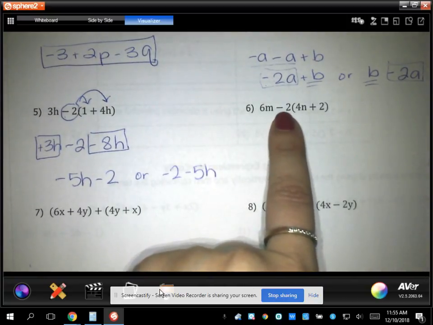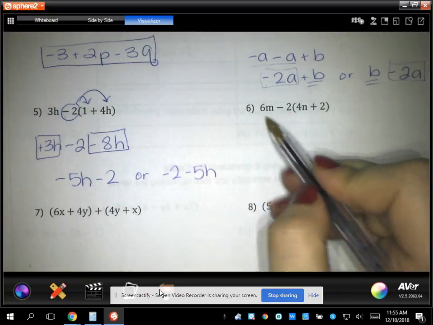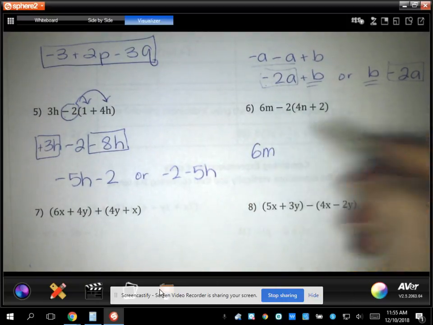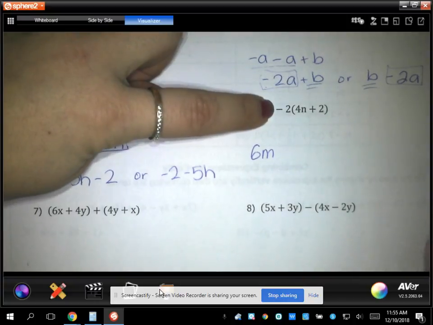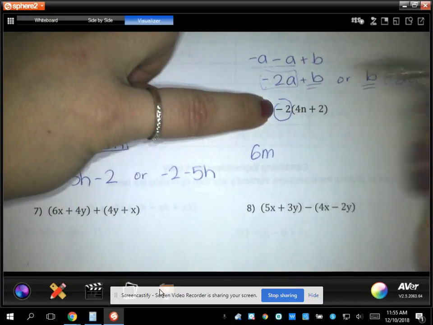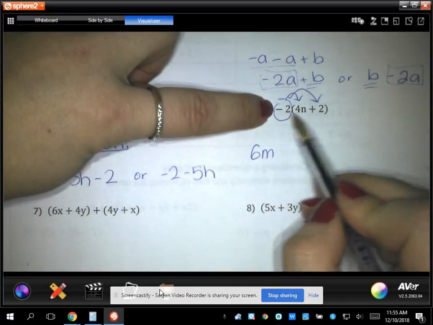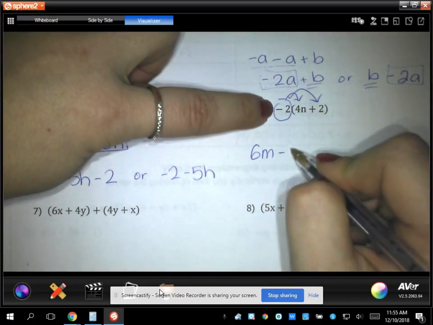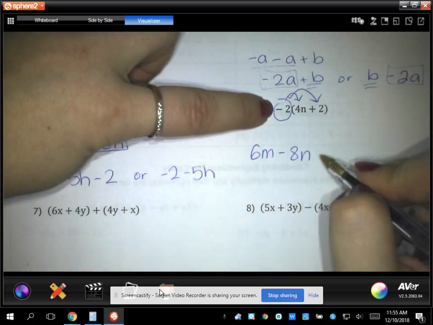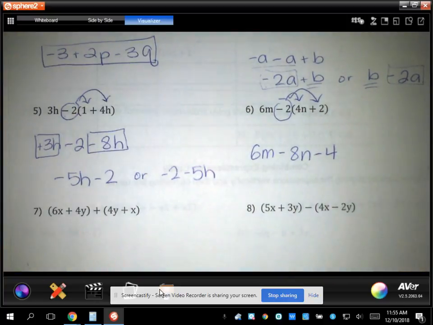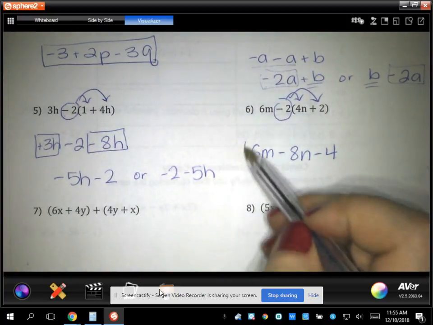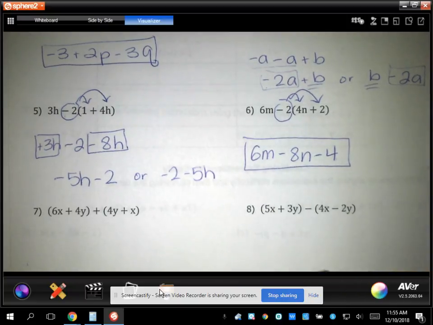Okay, same thing here. There's not just a negative in front of the parentheses, there's also a 2 in front of the parentheses. I'm going to bring down the first term, 6m, and then I'm going to cover it up with my finger now, and I'm going to take the negative 2 and distribute it to all the terms inside the parentheses. So negative 2 times 4n is negative 8n. Negative 2 times 2 is negative 4. None of these terms are like terms, so this is my answer in simplest form.